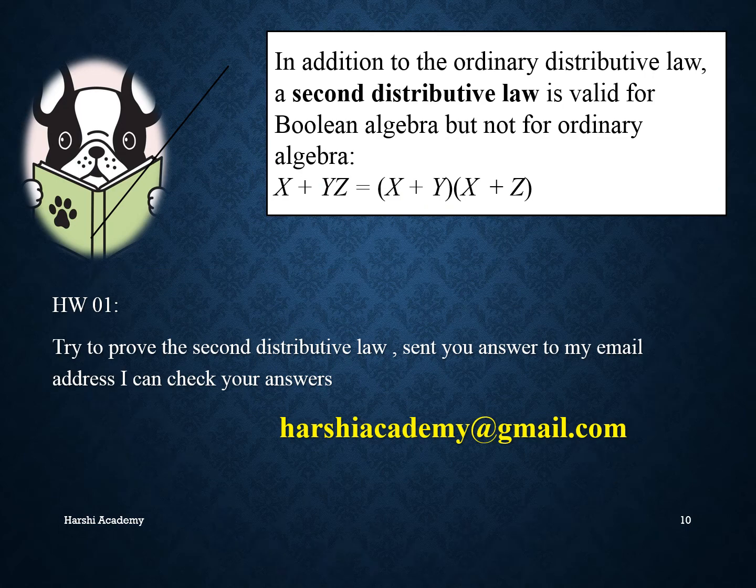In addition to the ordinary distributive law, a second distributive law is valid for Boolean algebra but not for ordinary algebra. That means the second distributive law is not valid for math. You can check by substituting some values for x, y, z.